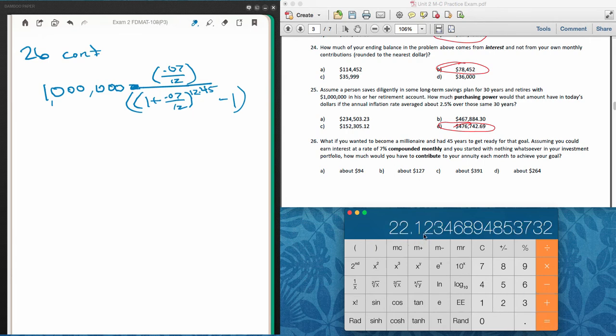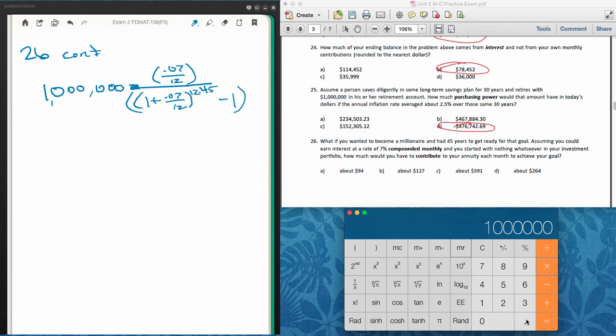And so that's 22.1234, and we'll store that in our memory, make sure that that recalls properly. Then we come up to the top and do 0.07 divided by 12. To get that value, we'll divide that by our memory recall. Oops, let's try that again. 0.07 divided by 12. And we'll divide that by the memory recall. And there is the value that we're going to multiply $1 million by.